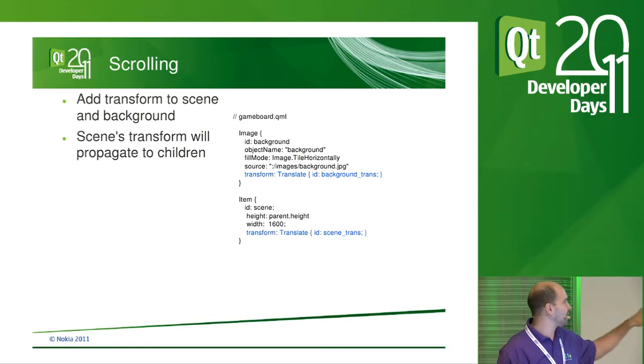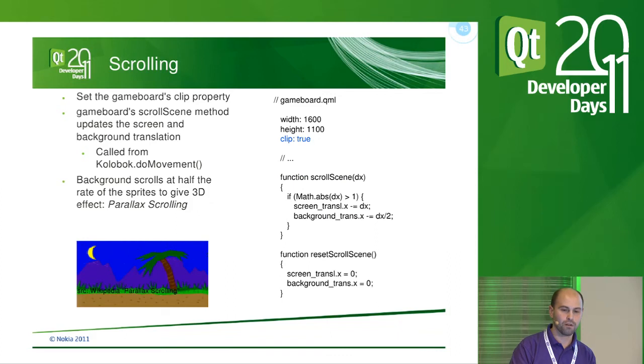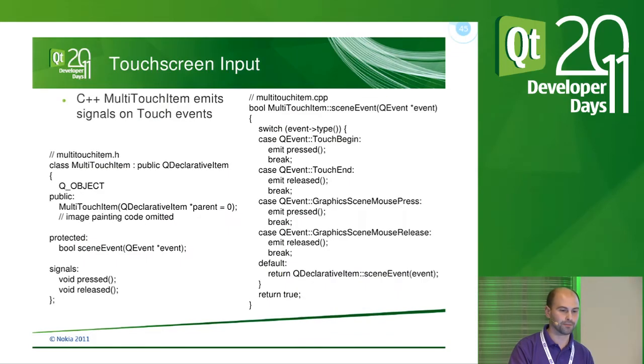So basically, we have these transformations, which are translates, and they have IDs. So now we can manipulate them during gameplay via JavaScript. So when we need to scroll the scene, we basically find out which direction we need to scroll it. We translate the screen by delta x, and we translate the background by 1/2 of delta x. This will give us that illusion of depth. And it's common in pretty much all side scrollers.